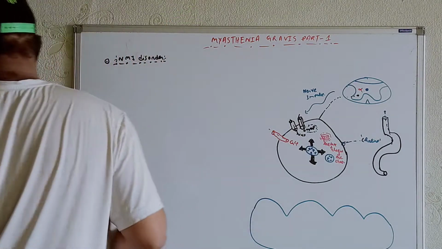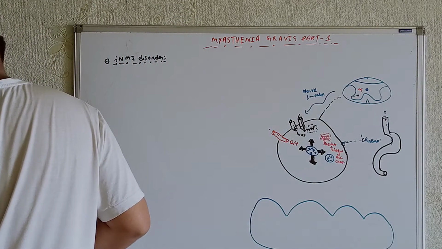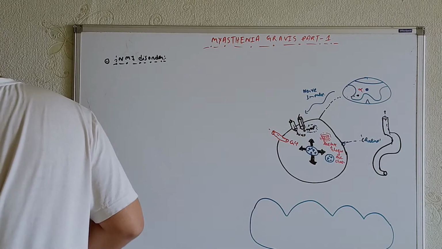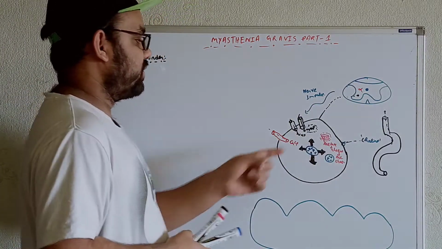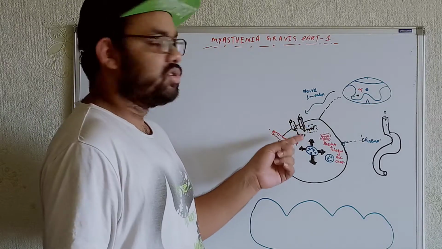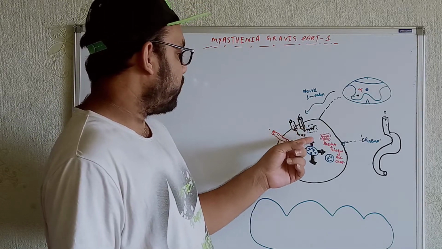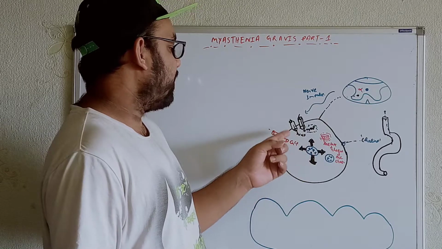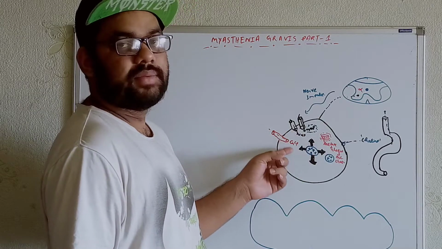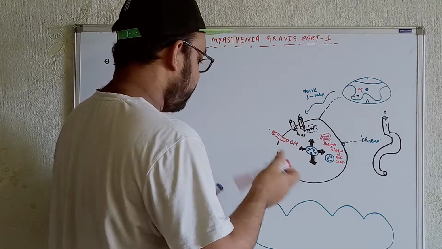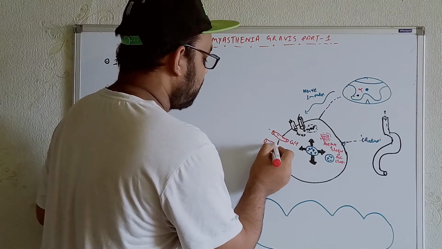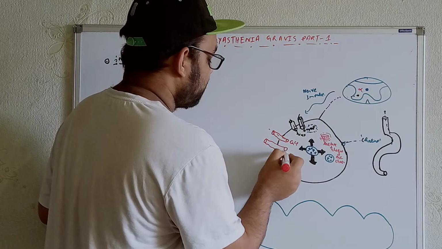What did I tell you up to now? Whenever the nerve impulse reaches up to this portion, we will get the opening of the sodium channels. Whenever the sodium is accumulated within this presynaptic membrane, after that we will get the opening of the voltage sensitive calcium channels. So we will get the influx of calcium. What are the things we are going to see right now?